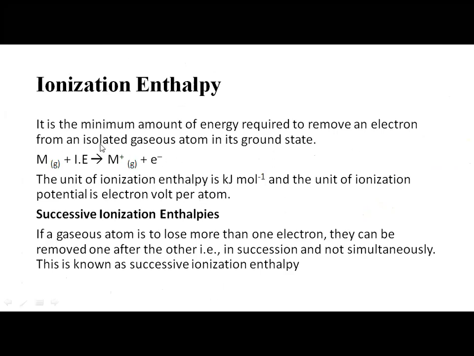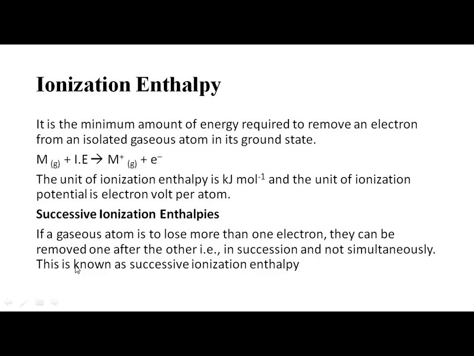So what is ionization energy? The minimum amount of energy required to remove an electron from an isolated gaseous atom in its ground state. So a gaseous atom is there. You apply a certain energy called ionization energy, and an electron is lost. The unit of ionization enthalpy is, it is energy, right? So kilojoules per mole. It means the minimum energy required to remove electrons from 1 mole of neutral gaseous atoms. And the unit of ionization potential is electron volt per atom.